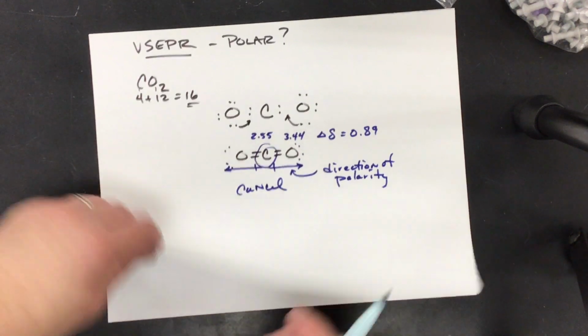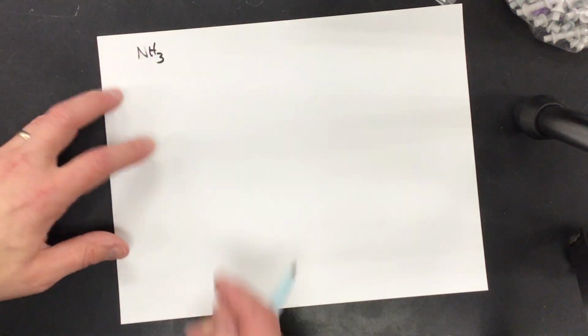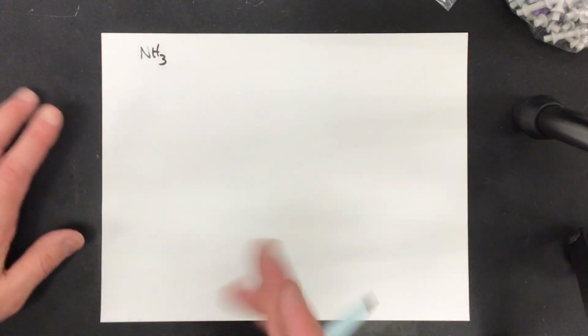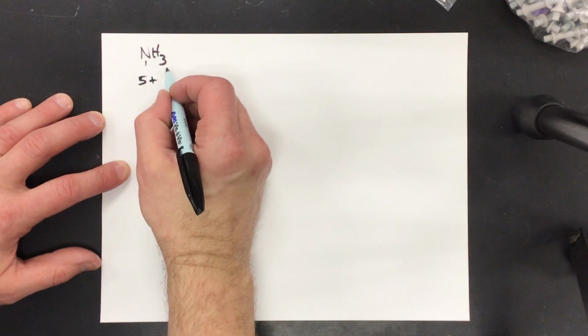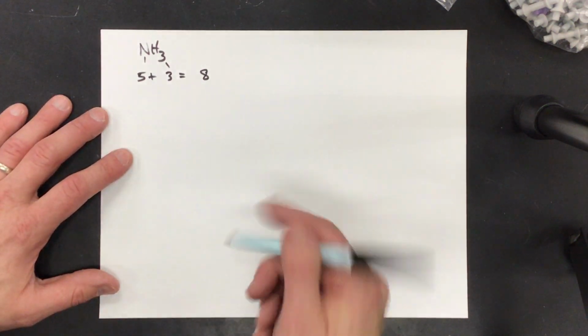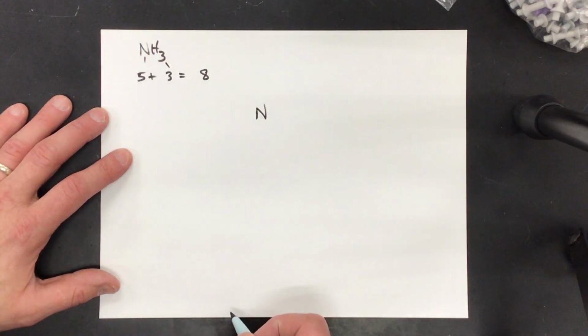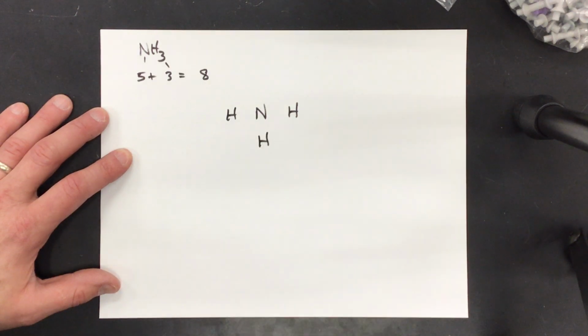All right, let's try another one. We're going to do ammonia. Ammonia has the formula NH3. Again, take it step by step. It'll be easier in the long run. 5 for nitrogen, 3 times 1 is 3 for hydrogen, total of 8. We'll put our central atom in, N, and surround it by the hydrogen atoms. They always go to the outside, and they're lower in electronegativity.